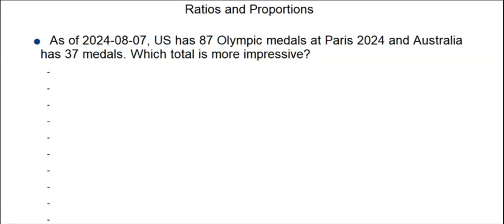So let's think about ratios and proportions. I want to bring up two examples that I was just thinking about over the last few days. One is about the Olympics that's going on, Paris 2024. As of today, when I'm recording this, the U.S. has 87 Olympic medals, and Australia has 37 medals.